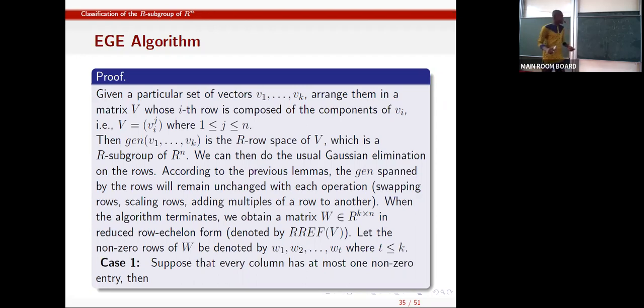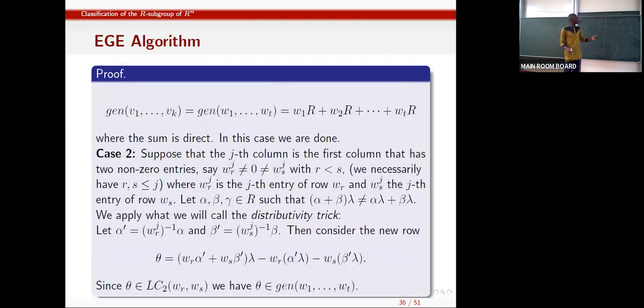So the first case is that if we suppose that at every column of this new matrix, we have only one non-zero entry, then this equality will hold. This is for the first case. If the reduced row echelon form has only one non-zero entry per column, this will always hold.